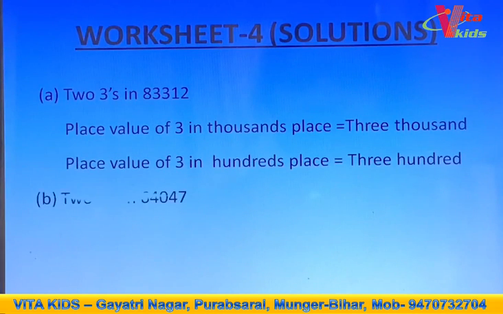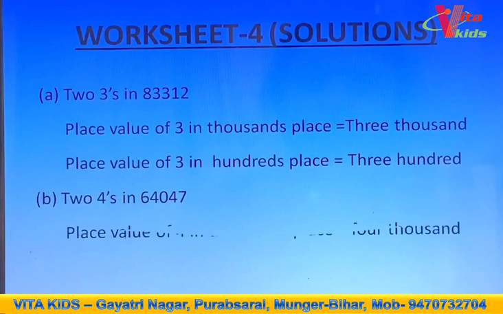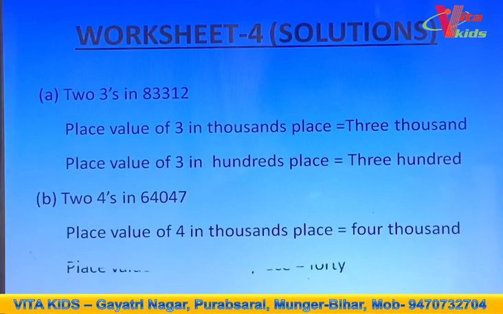Next one. 2 fours in 64047. Here we have the 4 at tens place and thousands place. So we will write place value of 4 in thousands place is 4000. Place value of 4 in tens place is 40. It is 4 tens. 4 tens is 40.